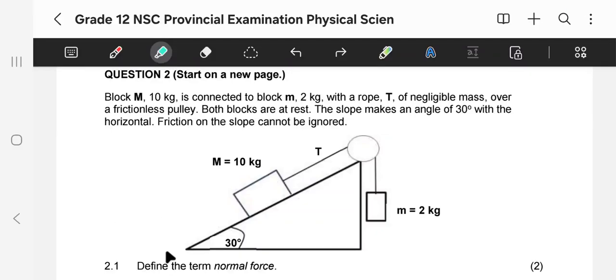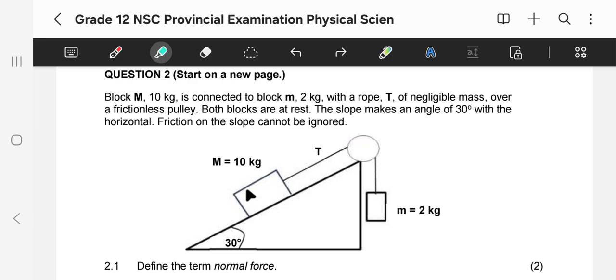On this one we're doing question 2 of the June 2024 grade 12 exam. The statement reads that block M of 10 kg is connected to block small m of 2 kg with a rope T of negligible mass over a frictionless pulley. Both blocks are at rest. The slope makes an angle of 30 degrees with the horizontal. Friction on the slope cannot be ignored.